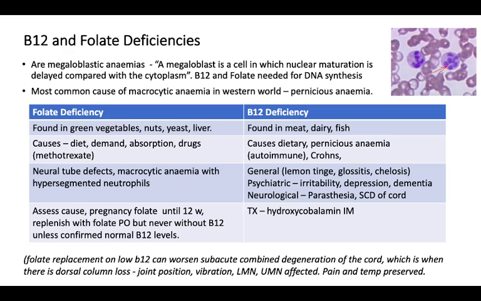The most common cause of macrocytic anemia in the Western world is pernicious anemia, which is an autoimmune condition, which we will talk about in the next slide. Before that, I'm going to talk to you about folate and B12 deficiencies and compare them, because they both produce macrocytic anemias. Folate is a mineral, found in green vegetables, nuts, yeast, and liver. B12 is a vitamin, found in meat, dairy, and fish.